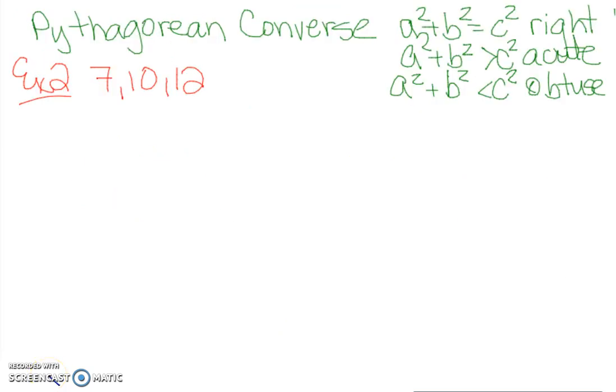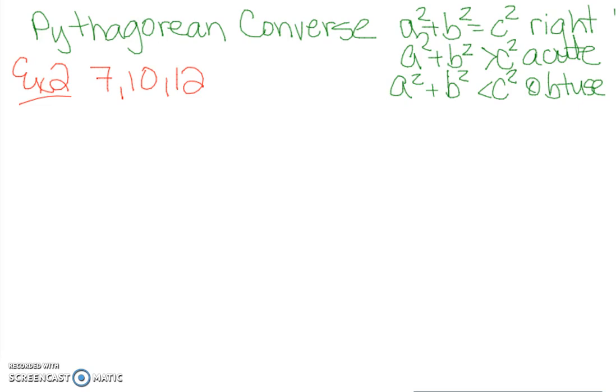The next section we're going to cover is the Pythagorean Converse. So we're going to use the Pythagorean Theorem, a squared plus b squared equals c squared. We know that works with a right triangle, but we can also tell whether or not our triangles are acute or obtuse as well. If a squared plus b squared is greater than c squared, then we have an acute triangle. If a squared plus b squared is less than c squared, then we have an obtuse triangle.